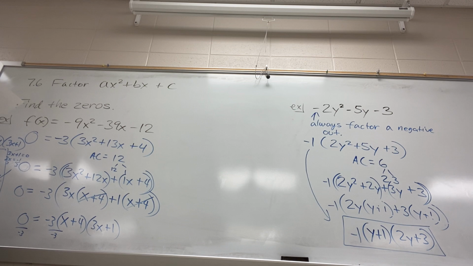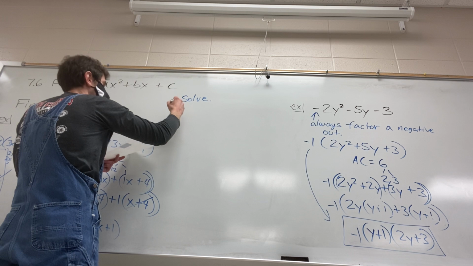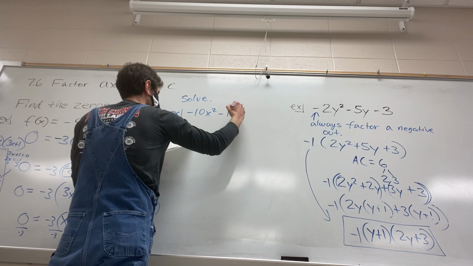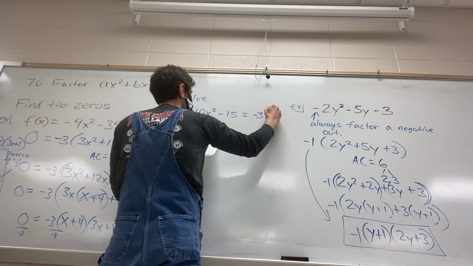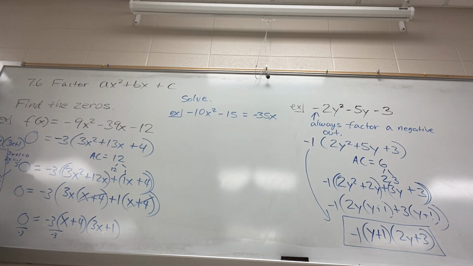All right, let's put another one on that you can try to work out. Solve -10x squared minus 15 equals -35x. Can we rearrange the order so they get 15s on the end? You sure can, and I would recommend that.